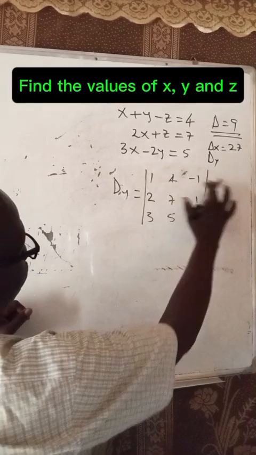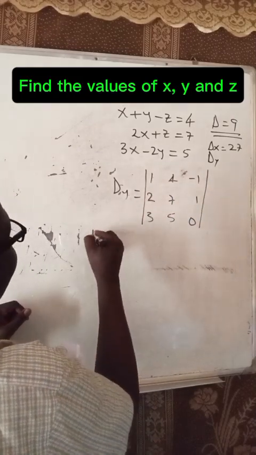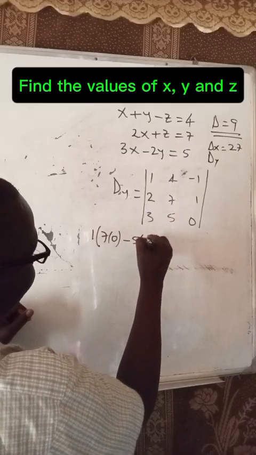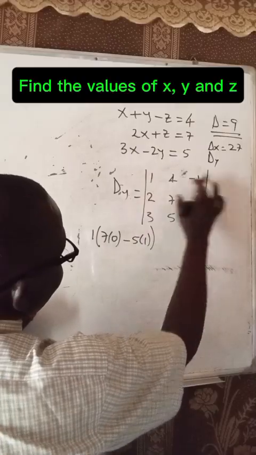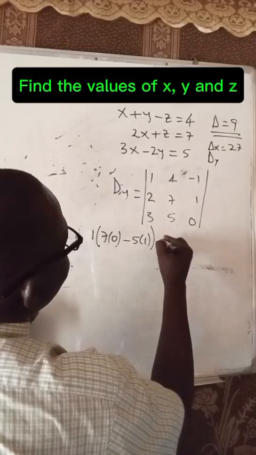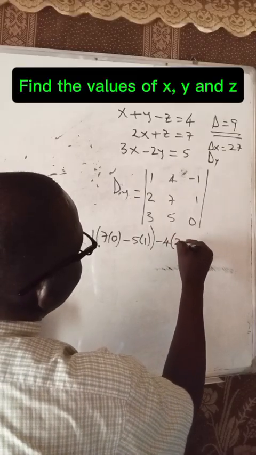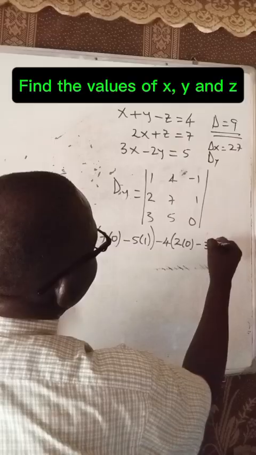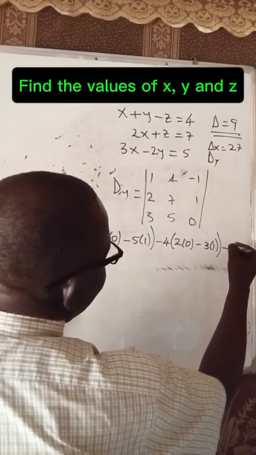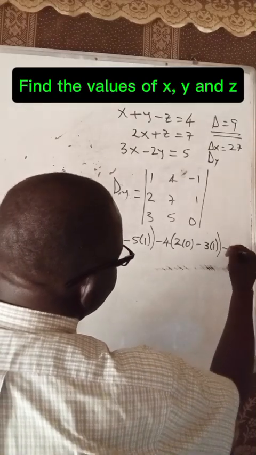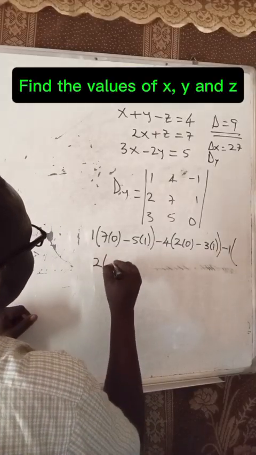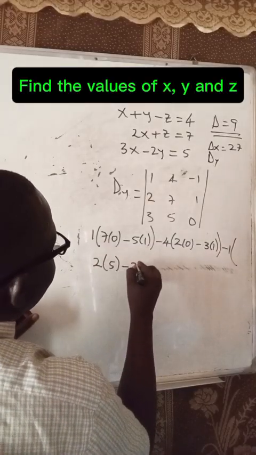Now, deleting the first row and the first column, we will have 1 times (7 times 0 minus 5 times 1). Deleting the first row and the second column, we will have minus 4 times (2 times 0 minus 3 times 1). Then, deleting the first row and the third column, we will have negative 1 times (2 times 5 minus 3 times 7).